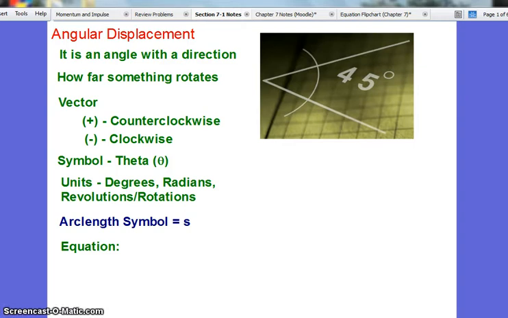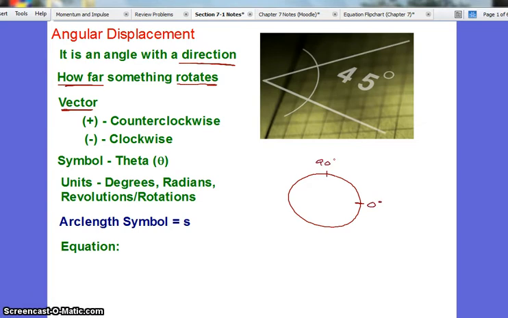So angular displacement is still how far, but it's how far something rotates. It's essentially an angle with a direction. And being a direction, you still have it as a vector. In this case, instead of being up positive and to the right positive, because that one makes sense with rotation, we think back to math class, when we did our unit circle, we went counterclockwise. So counterclockwise is going to be positive, and therefore clockwise is negative. And then we add 360 degrees.